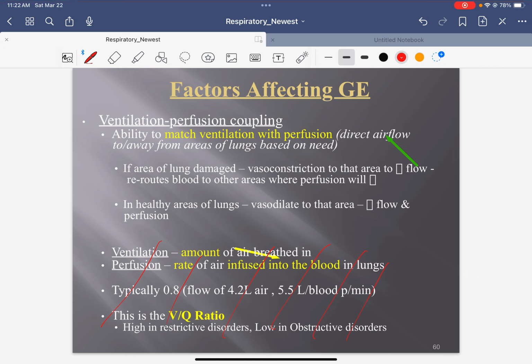But there is a point that I think is really important for us to know because it really matters during exercise. Your lungs have the ability to direct airflow to and away from areas of lungs based on need.